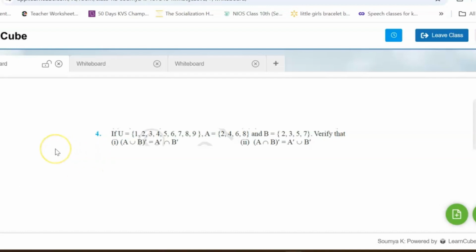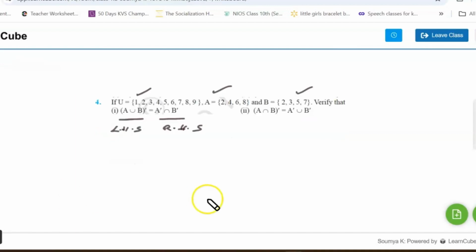This question has to be verified. Two terms, left and right, are given. Consider this is the left hand side and this is the right hand side. To do this question, we have to understand what we have in our universal set, and what we have in the A set and the B set. So this is LHS, this is RHS. Let's write LHS and RHS. We have to verify whether LHS equals RHS or not.